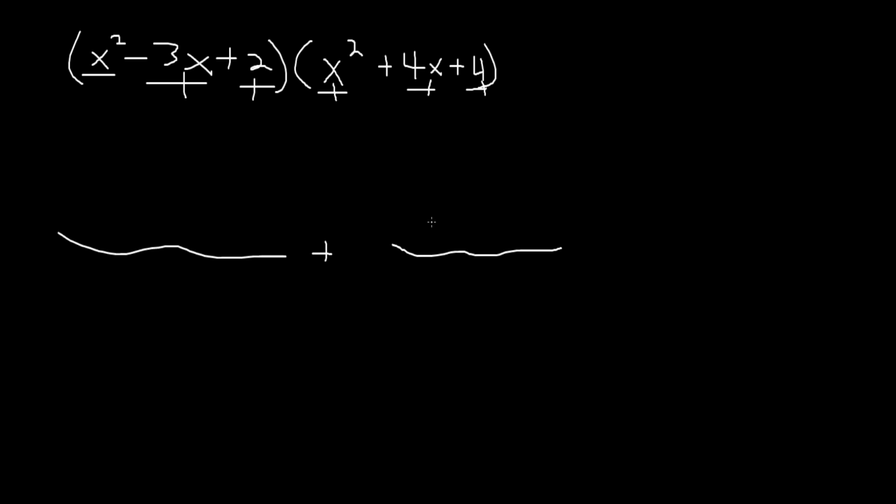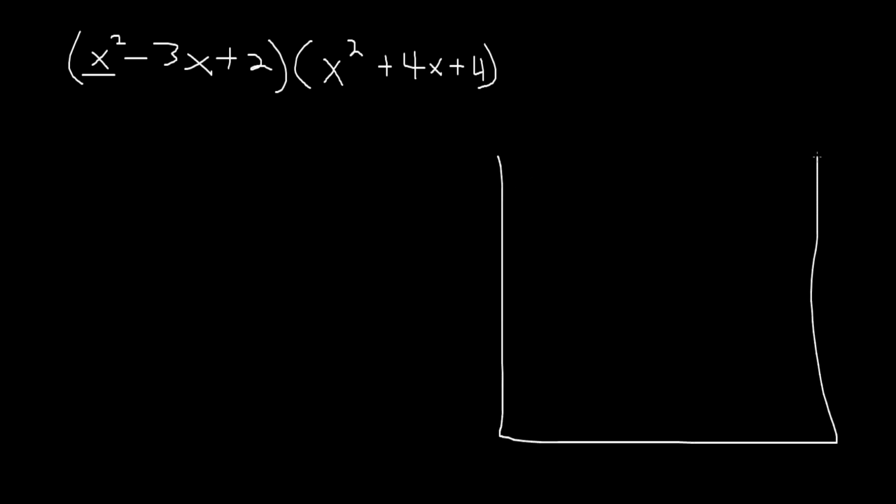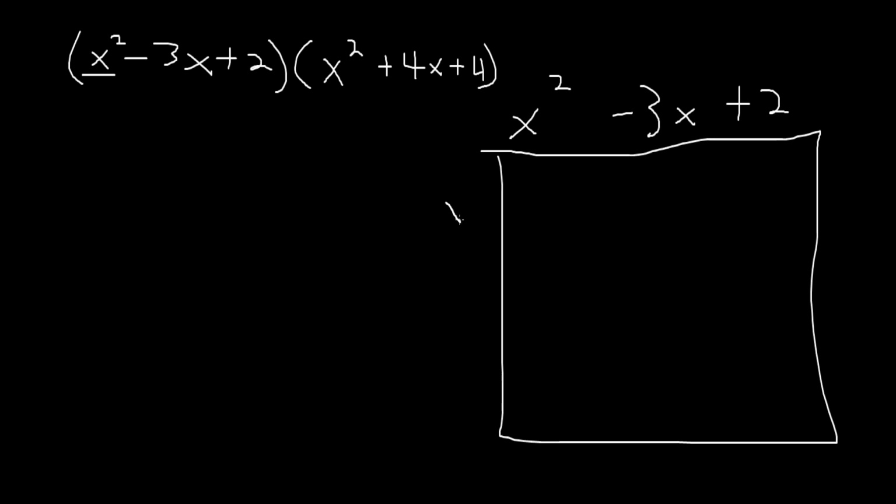So we are now going to take a step back, and we're going to do something with a little bit more structure. So now we're going back to the good old box. So we got the big box here, okay? And we're going to put this first one on top. So we got x squared minus 3x plus 2 multiplied by x squared plus 4x plus 4.